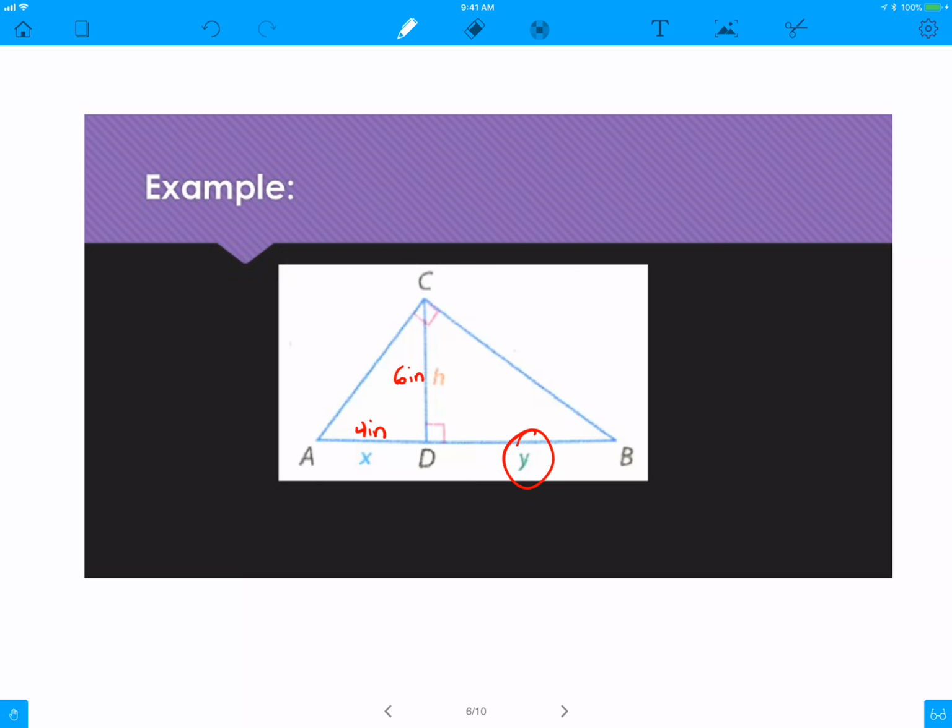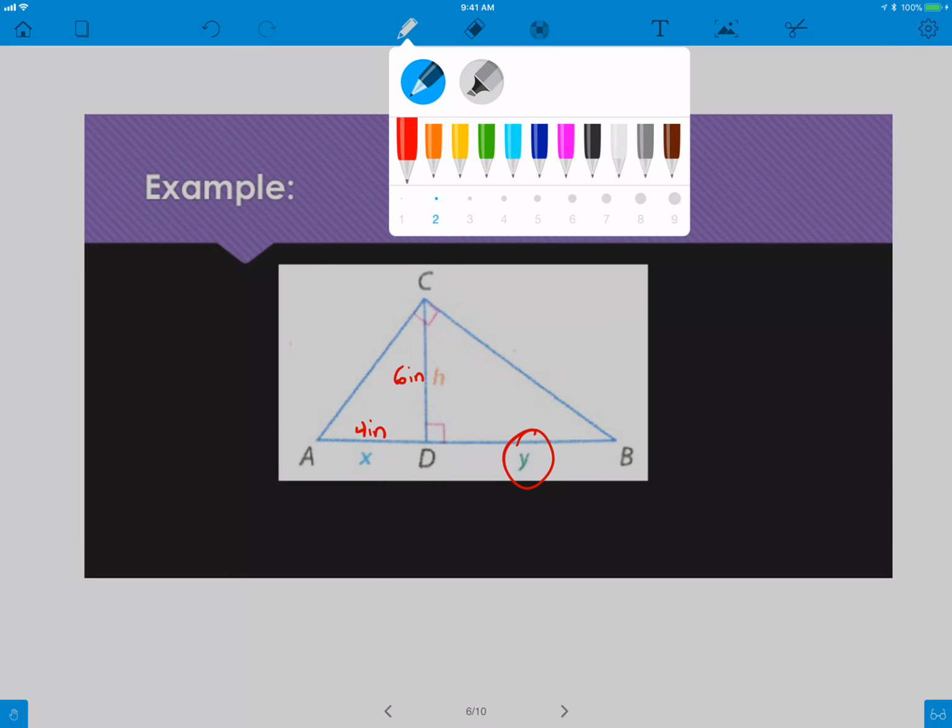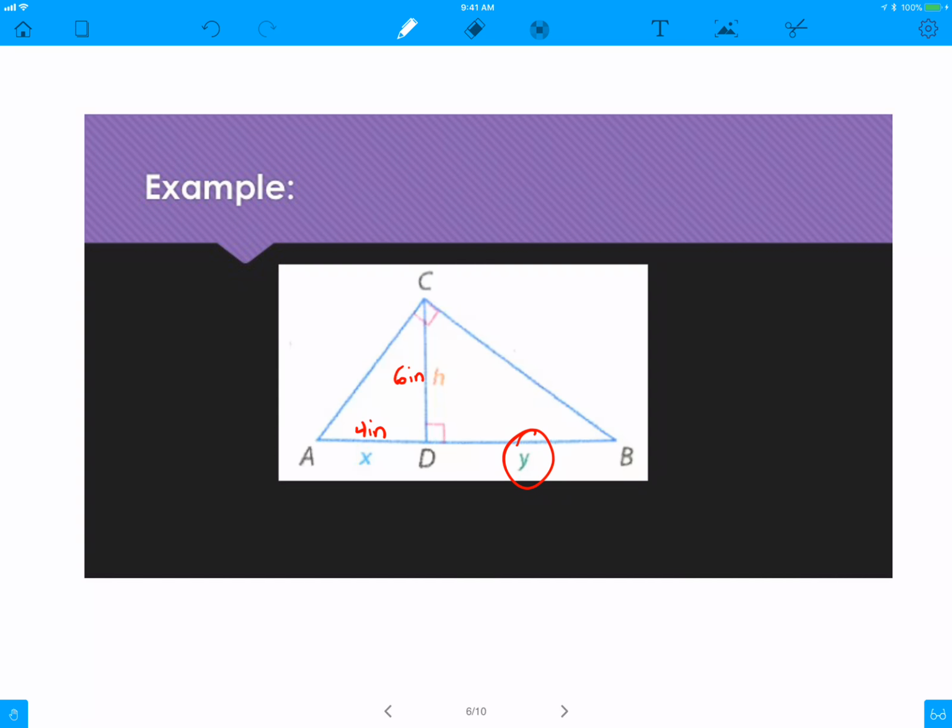Okay, so we can set up my formula. Let me set this up in a bright color, let's go green. We're going to go the x over the height, so that's 4 over 6, equals the 6 over y. Because again, it's the small part over the height going down, and then it's the height going down over the other piece, the y.